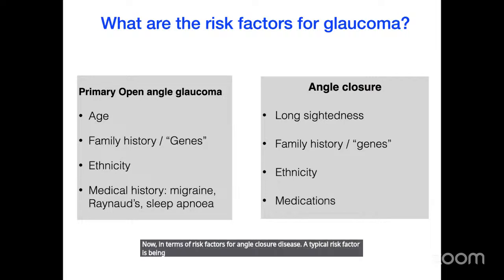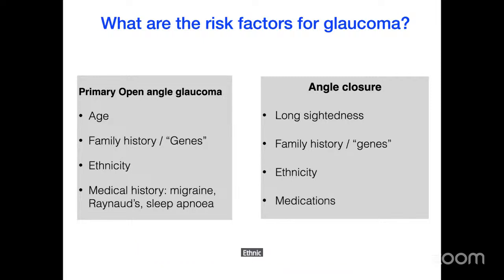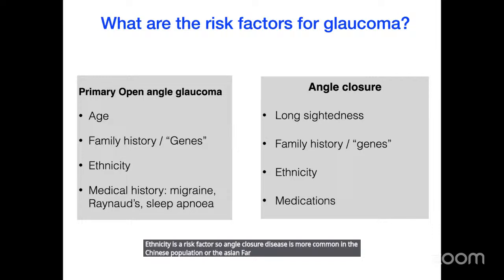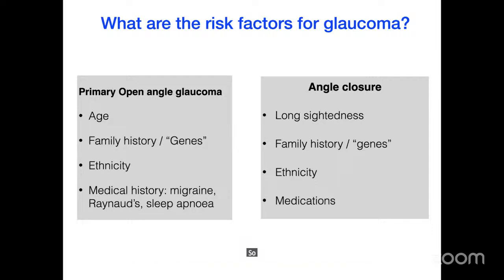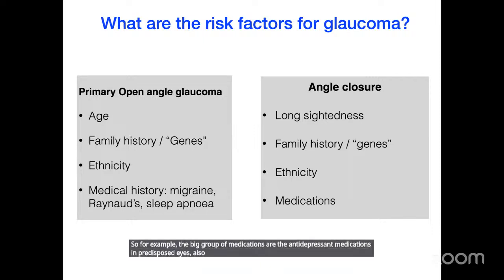Now, in terms of risk factors for angle closure disease, a typical risk factor is being long-sighted. So if you have a very strong plus prescription in your glasses, that is a risk factor. Again, family history is also a risk factor. Ethnicity is a risk factor. So angle closure disease is more common in the Chinese population or the Asian Far East population. And certain medications can increase your risk of developing angle closure. So, for example, the big group of medications are the antidepressant medications in predisposed eyes, also antihistamines. Then there are certain anti-epileptics that increase your risk as well.